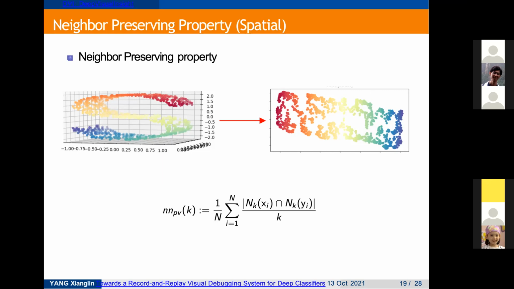again, we find its k-nearest neighbor points, denoted as nk(yi), and we calculate the intersection between those two sets, then normalize the result by k. Finally, we sum over all the results and average out. So that's the neighbor preserving property.